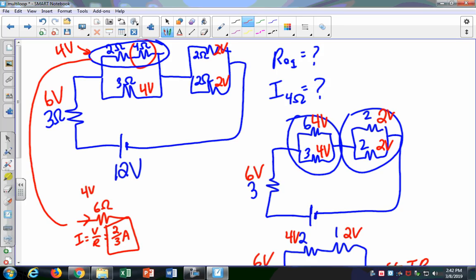Because resistors in series have the same current. Now, if I want to know the voltages, I can find the voltages. V is equal to IR. So 2/3 times 2 is 4/3. 2/3 times 4 is 8/3. 8/3 plus 4/3 is 12/3. So that's equal to 4 volts. Those voltages add up to equal the 4 volts that I know is across those 2 resistors.